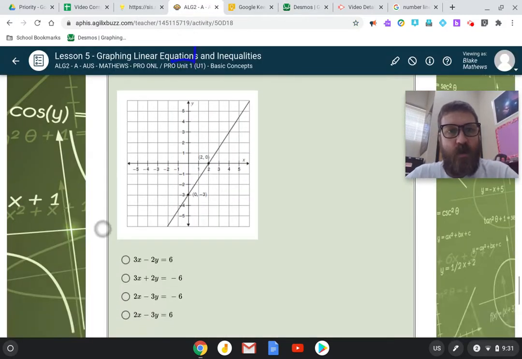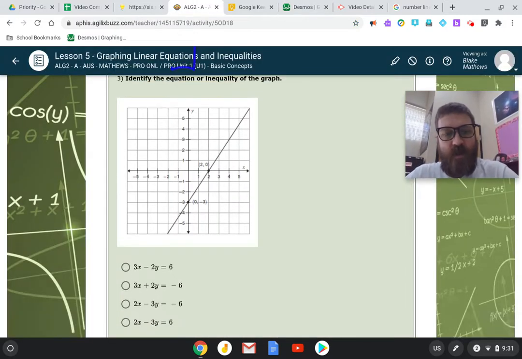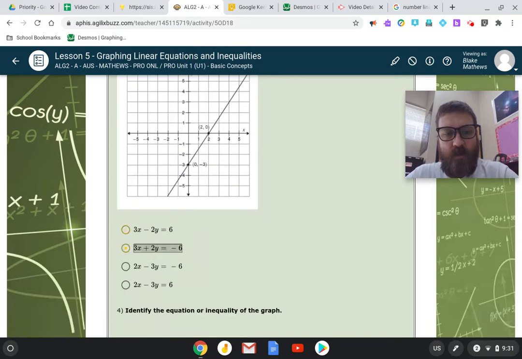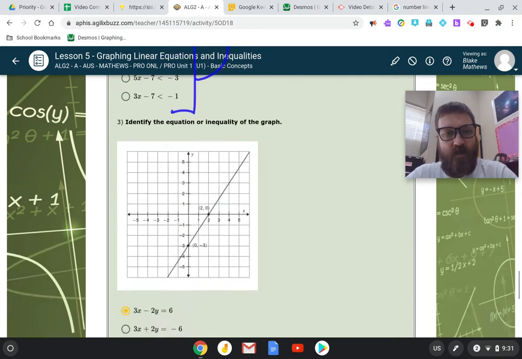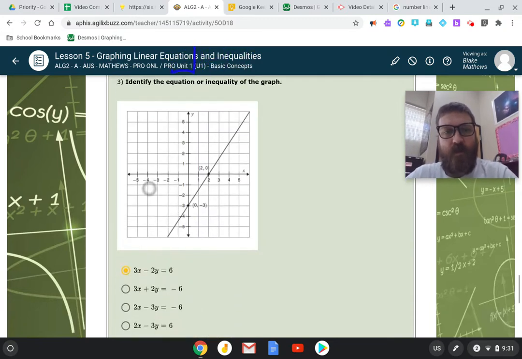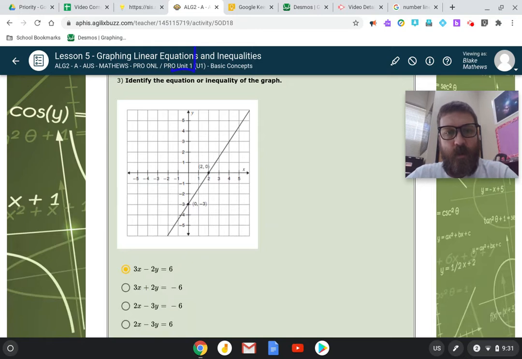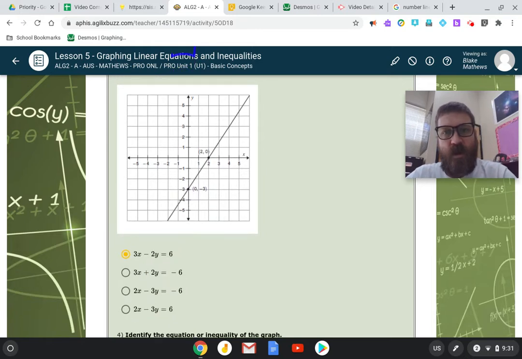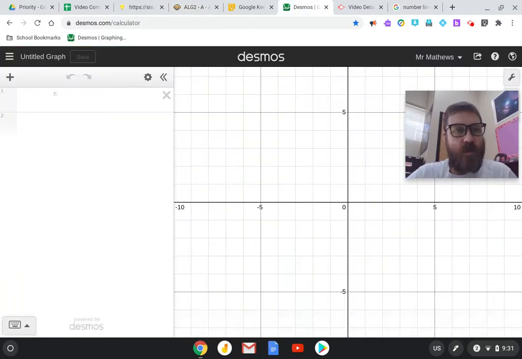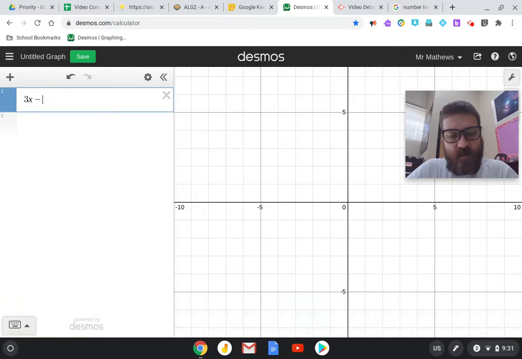So you'll notice they give us a graph and some answer choices down here. We need to know which of these is going to make the graph that we see, the graph here in number 3. So what I'm going to do is try to recreate this graph in Desmos using these equations that I have right here. For instance, the first option, 3x minus 2y equals 6. Let's go over to Desmos. In my first line, 3x minus 2y equals 6.